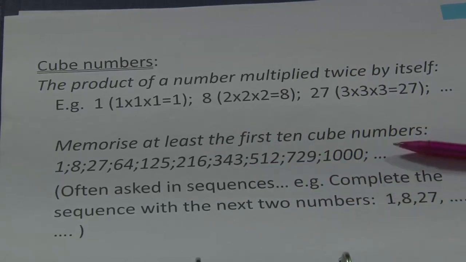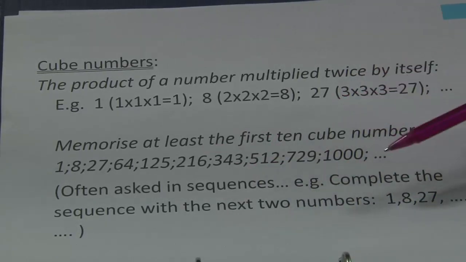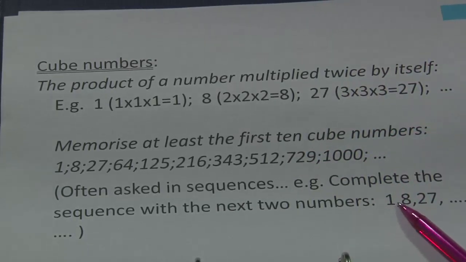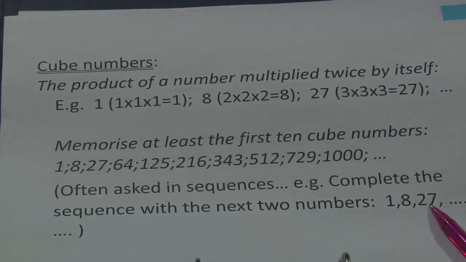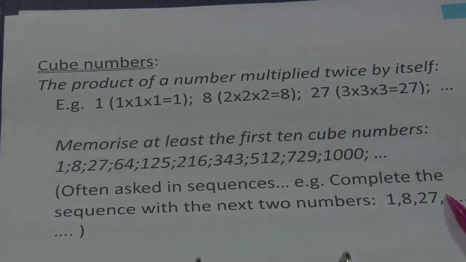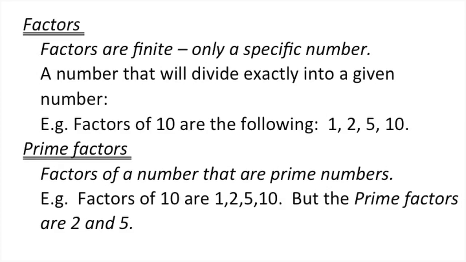It's also often asked in sequences. For example, they can say, complete the sequence with the next 2 numbers, and they give you 1, 8, 27. If you don't know your cube numbers, this sequence will be very difficult for you, because you can think, 1 plus 7 gives me 8, 8 plus 7, it doesn't work. 1 times 8 gives me 8, but 8 times, no, it doesn't work. If you don't know your cube numbers, you will not be able to do this one. And it's easy marks.